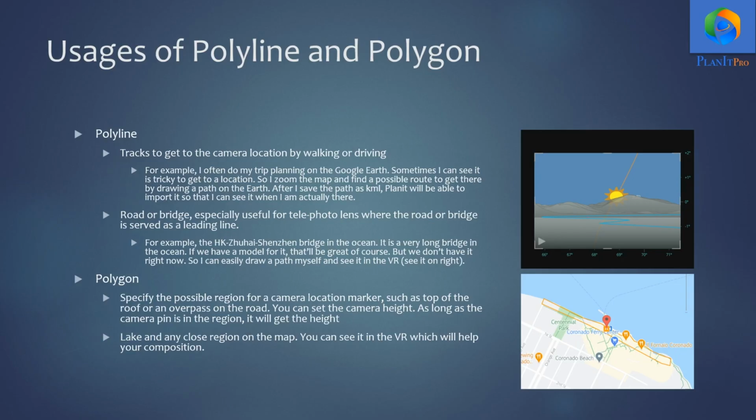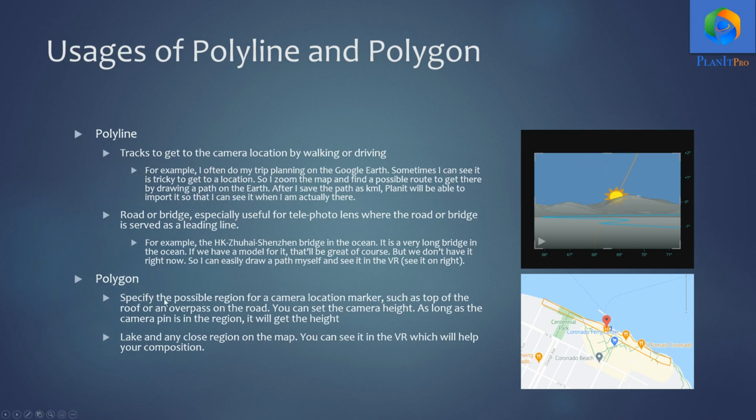For the polyline, you can use it to add a track to show you how to hike there or drive there. And it also can represent a road and bridge if you want a kind of leading line, you want to see how it goes. That's going to help your composition as well. You can see in this example here.